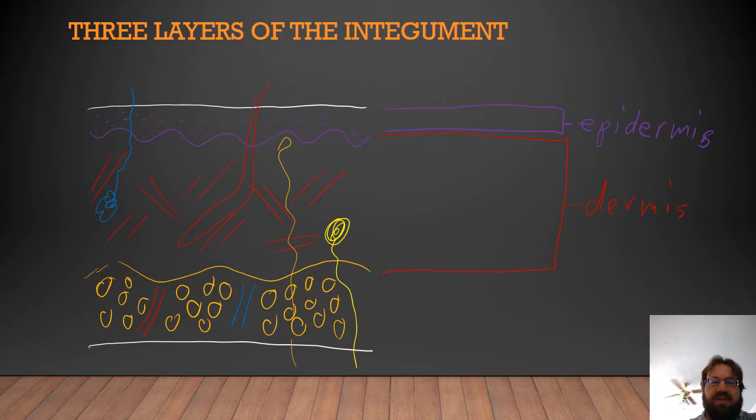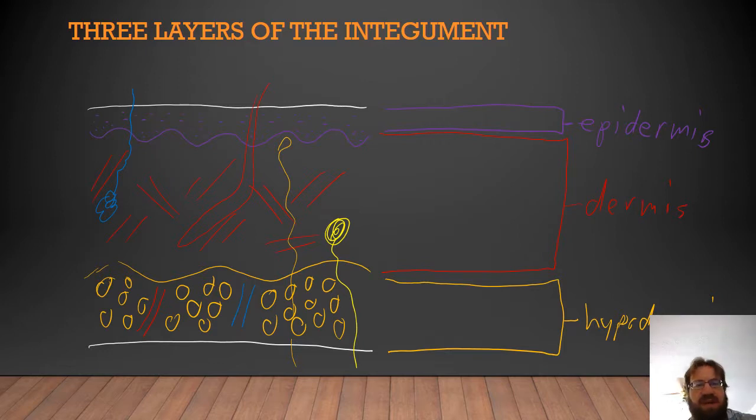Following that logic then, the layer below the dermis would be known as, using the prefix hypo for under, the hypodermis. The hypodermis, though, has another name. It is also known as the subcutaneous layer, or sub-Q, as it's sometimes known for short.